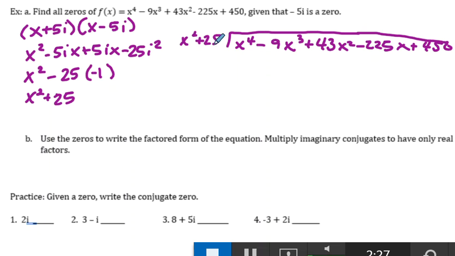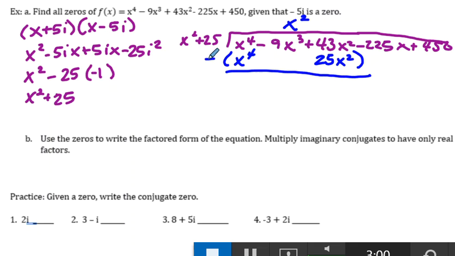So my process is, and you may need to write this out on a separate sheet of paper, x to the 4th divided by x squared. So that gives me x squared. Then multiply the x squared times the divisor. x squared times x squared is x to the 4th, and I put it under its like term. x squared times 25 is 25x squared, and I put that under its like term. And then I need to subtract.